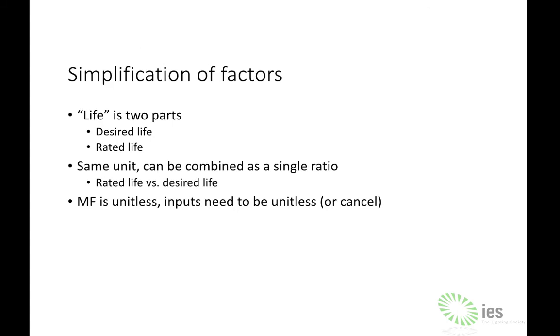I'm just going to simplify some factors as well. Life consists of two parts, and this is where I'm getting into what the middle point is. It consists of the desired life, how long you want it to live, and how long it's rated to live. And the two can go either direction. You can expect something to live longer than how long it's rated for. But because it's just hours, we can combine it in a single ratio. It gets rid of the hours bit, it just turns into a percentage. Because a maintenance factor is a unitless number, it either needs to cancel out within our calculation or it needs to cancel out at the start. I'm just cancelling it out at the start.